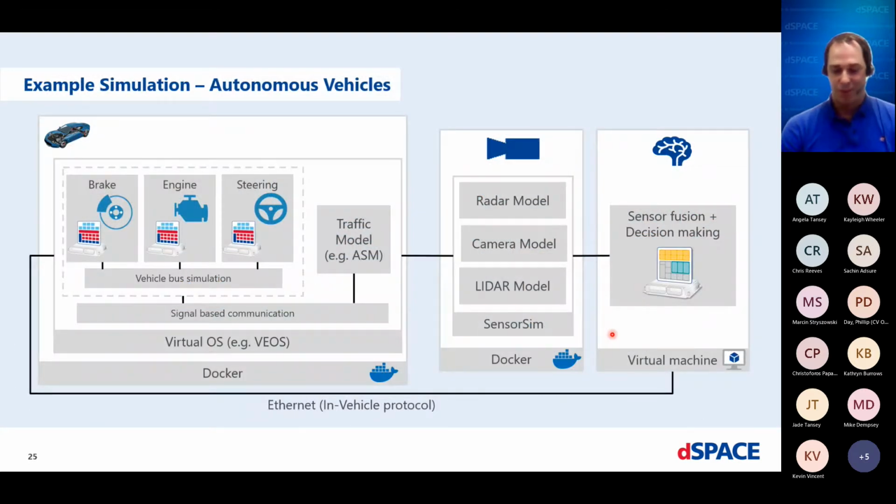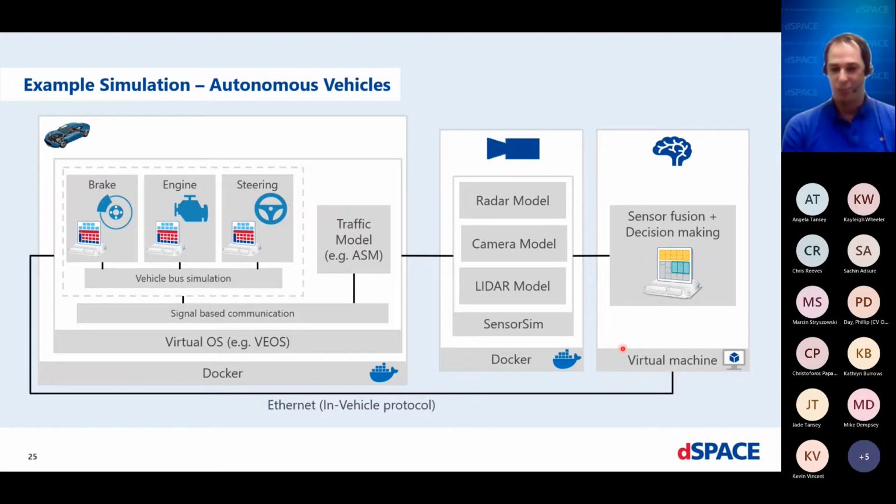What does such a software-in-the-loop or virtual simulation system for an autonomous vehicle look like? As everything is usually container based, you normally run your simulation in a Docker container or any other container environment, and within it you're running your virtual OS, and within that again you're running your virtual ECU. So in this case, you have maybe a brake ECU, an engine ECU, a steering ECU. You do some bus simulation, then you do some signal-based communication between your traffic models and your ECU.